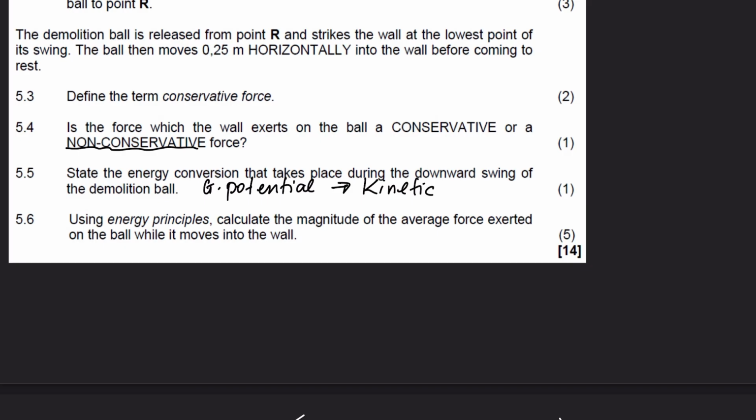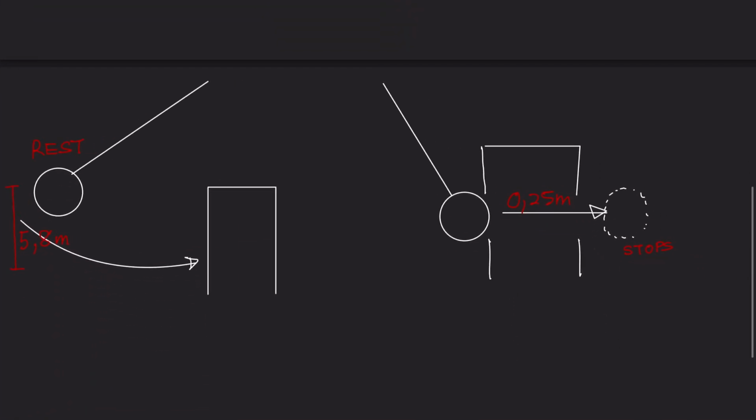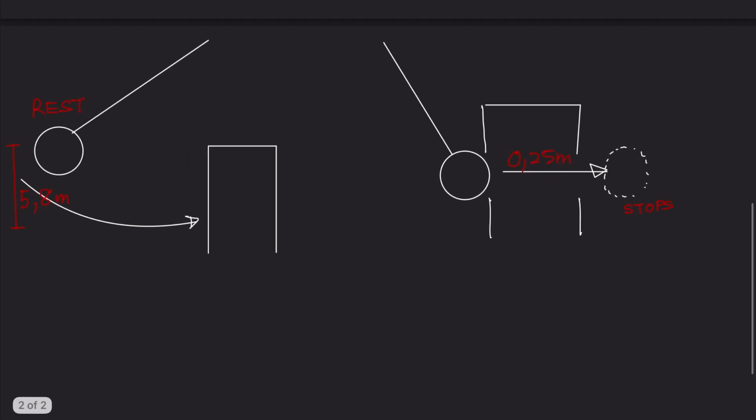Last question, question 5.6. Using energy principles, calculate the magnitude of the average force exerted on the ball while it moves into the wall. Now for 5 marks, again, simultaneous or multiple equations. So what I've done here is I've drawn a sketch of basically what happens. So this object, the wrecking ball is being held at rest. It then swings and then collides with the building. And then when it collides with the building, it travels horizontally 0.25 meters and it stops.